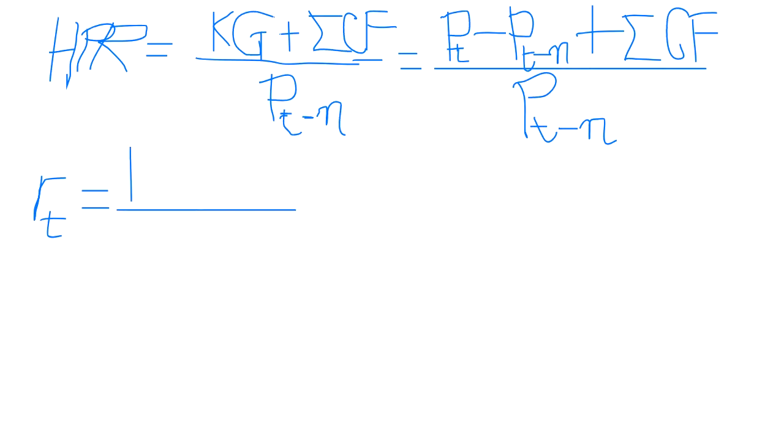Capital gains for one period. So one period means there will be a price at time t and a price at time t minus 1. That's one period, right? And if you're talking about stocks, during this period there will be a dividend. The cash flow is the dividend, a one period dividend, the dividend at time t.